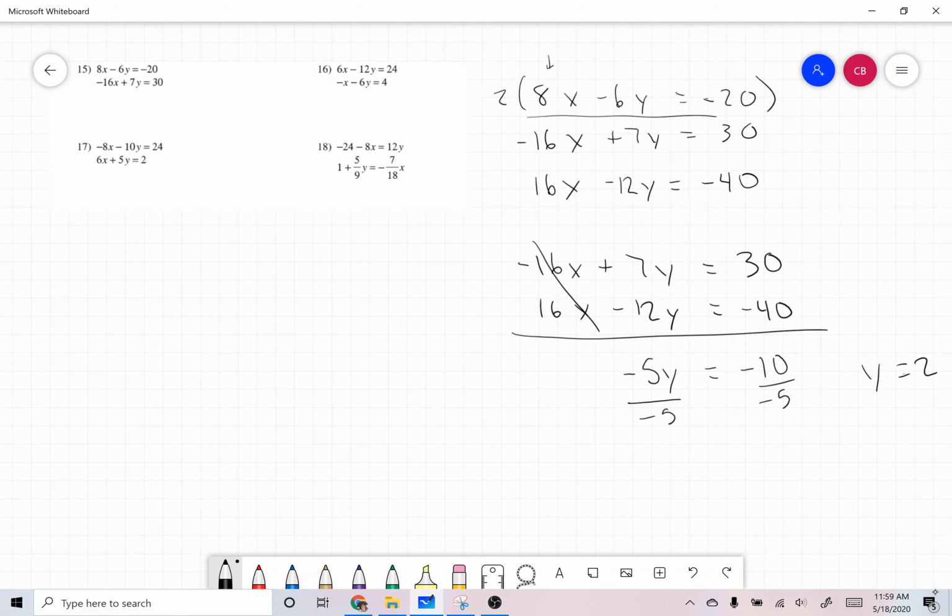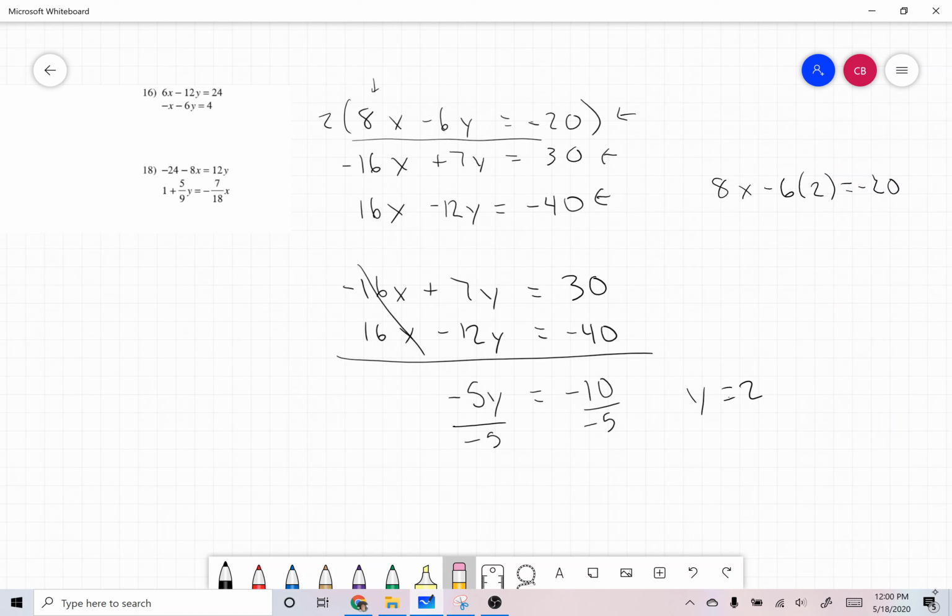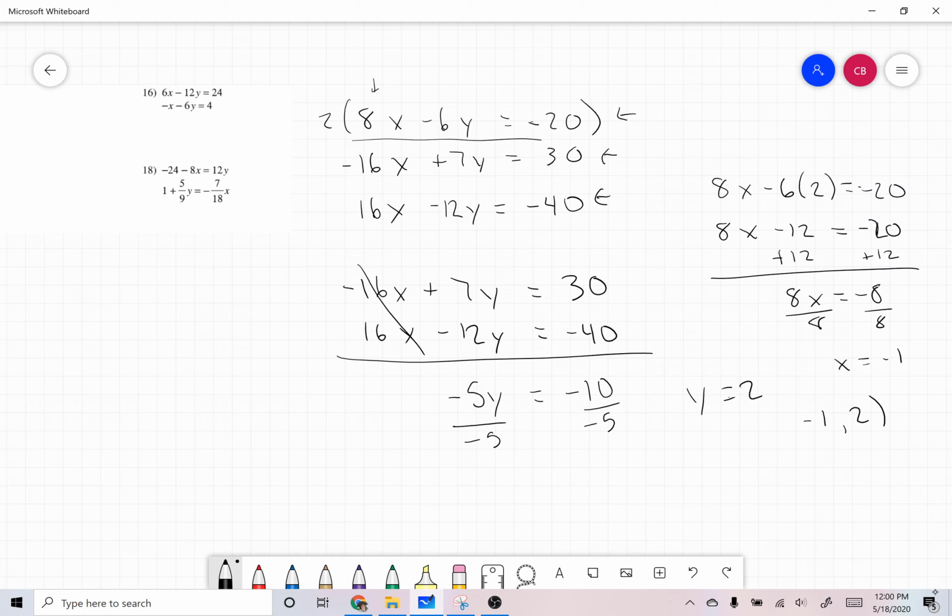And then we just go back and do what we did in the other problems for substitution. So we've got y is 2, so we can plug it into either equation, this one or that one, or we can even use the original one. So let's use the original. 8x minus 6 times 2 is equal to negative 20. Okay, so this is 8x minus 12 is equal to negative 20. Add 12. 8x is equal to negative 8. Divided by 8, x is equal to negative 1. So we have negative 1, 2 as our solution.